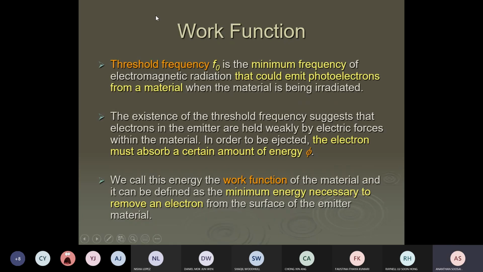I already told you this. What is meant by threshold frequency is the minimum frequency. Be careful with the keyword: the minimum frequency required to emit a photoelectron from a metal surface. The electron must absorb a certain amount of energy. The work function of the material can be defined as the minimum energy necessary to remove an electron.